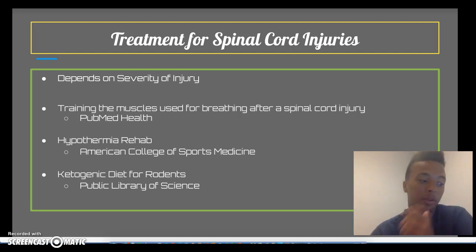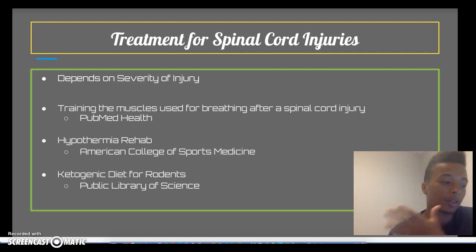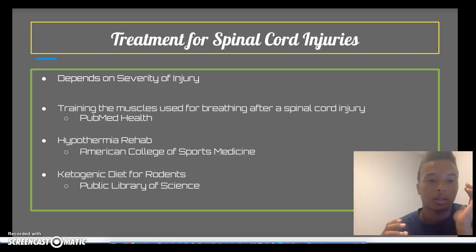These experimental treatments have shown efficacy in animal models, but few have translated successfully to clinical use. So hypothermia is basically just an experimental rehab for right now.